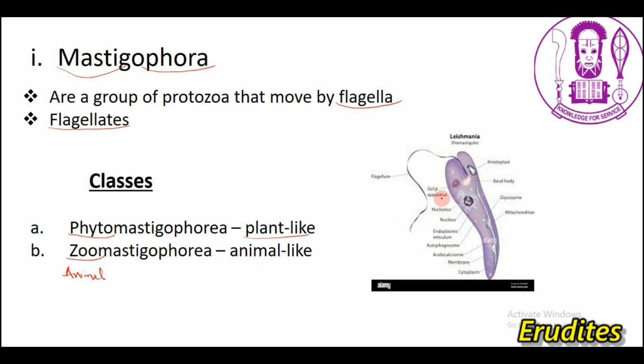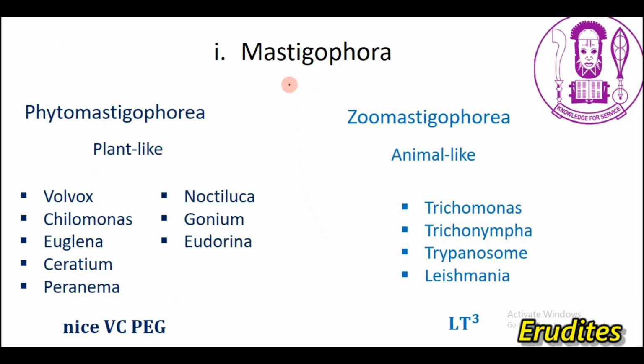This is an example of a Mastigophora. This is Leishmania. It is an example of a Zoomastigophora. It is animal-like, and it is a Mastigophora because it has a flagellum. It moves with the help of a flagellum. So again, Mastigophora are a group of protozoa that move by flagella. This is a flagellum, and this is Leishmania as an example of a Zoomastigophora.